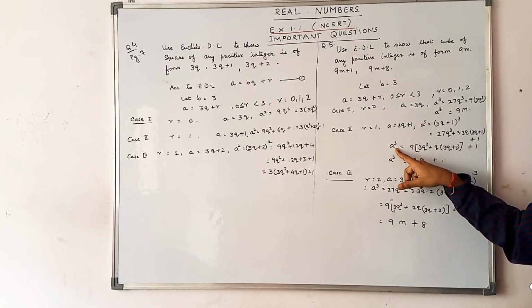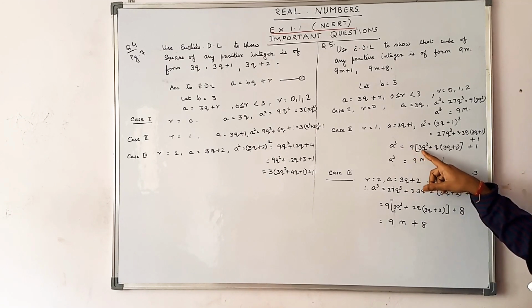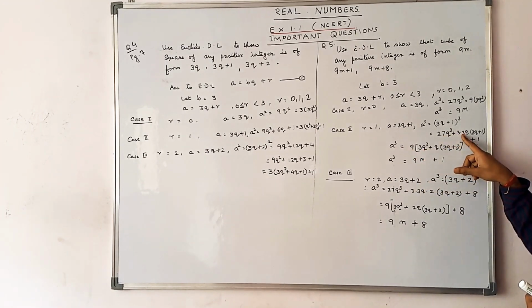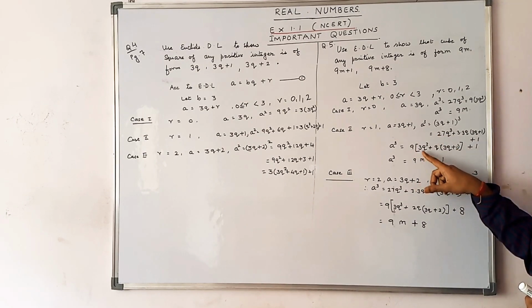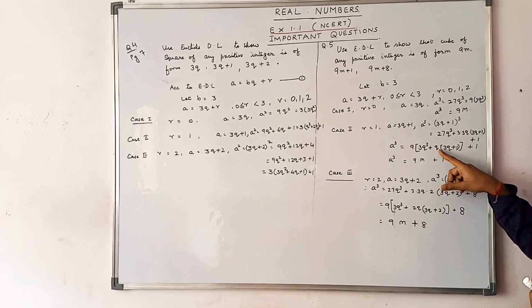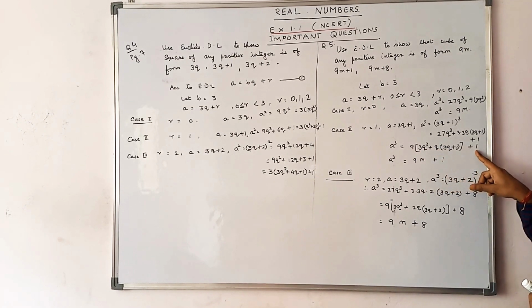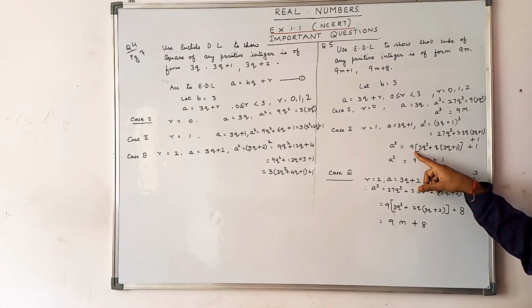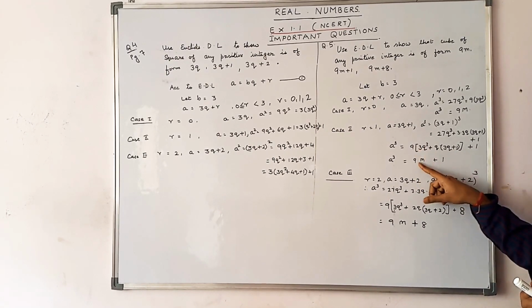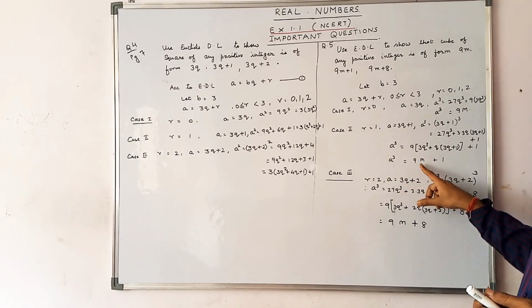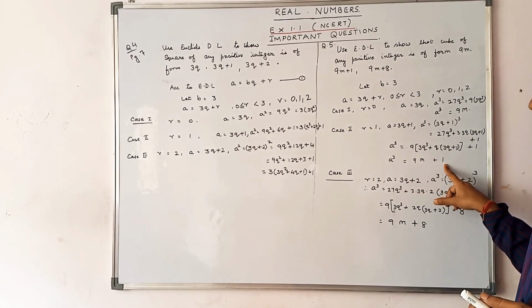Similarly, here you see a cube is equal to 9 times. 9 is common in the first and second terms. 3 threes are 9, and here 27, 9 is taken common, that is 3q cube plus q into (3q plus 1) within brackets, plus 1. That is a 9 times multiple. This is something which can be taken as m, so it's a multiple of 9 plus 1. So in case 2, a cube is 9m plus 1.